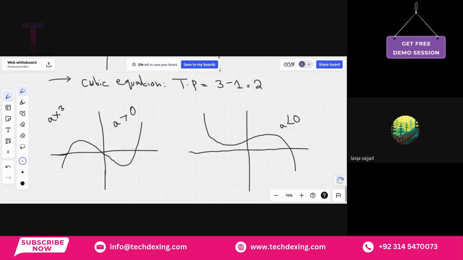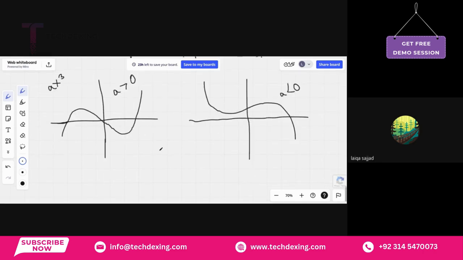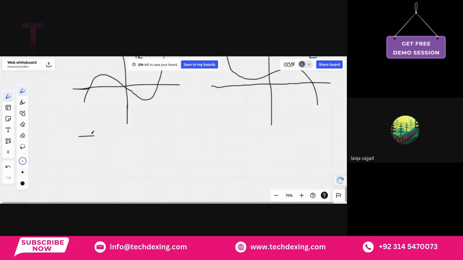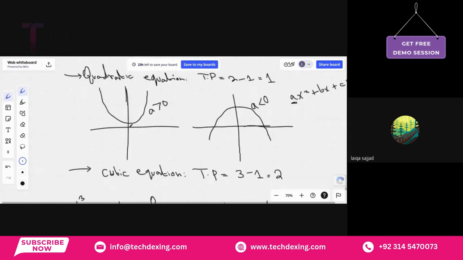Then if we discuss the graphs for a quartic equation, quartic has the highest degree of 4. So for quartic equations, the turning points would be 4 minus 1, and the number of turning points would be 3. Over here you can see that we have only a single turning point, which we call the vertex.